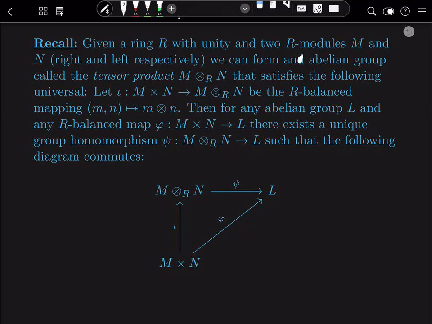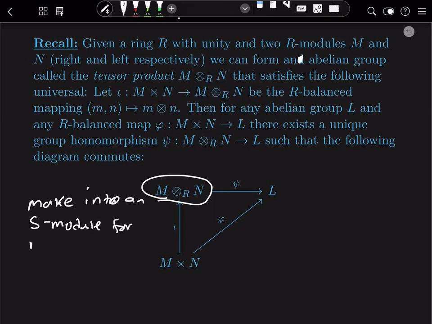So all of this we proved in the previous video, and in this video, what we want to do is look at our tensor product here, and make it into an S module for some ring S.